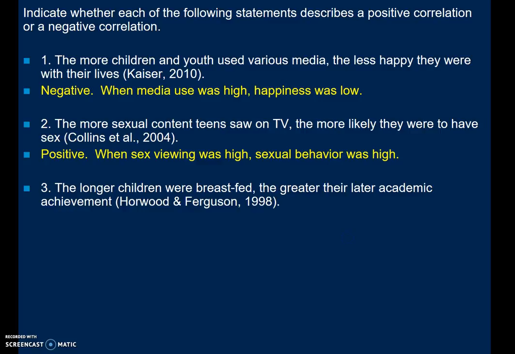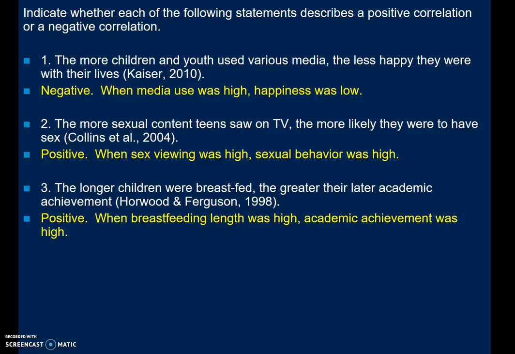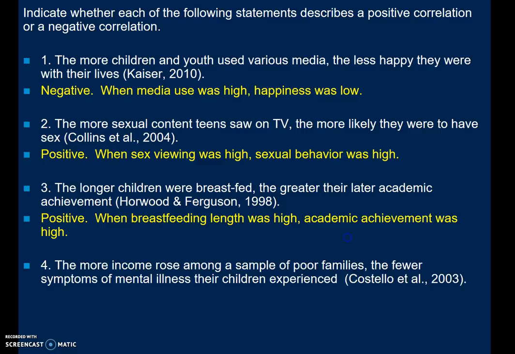Positive correlation. The longer children were breastfed, the greater their later academic achievement was. So, positive. When breastfeeding length is high, academic achievement was high. Positive correlation. And you could also say children who were breastfed for less time tended to have lower academic achievement. Still positive because both variables are high together or they're both low together.